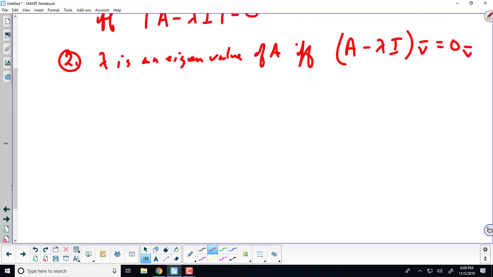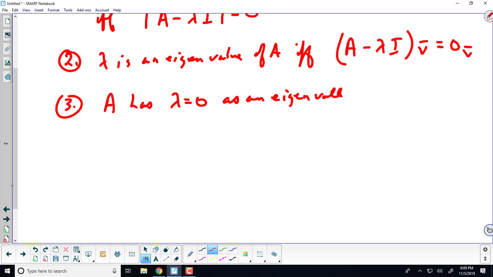Here are some other properties. A has lambda equal to 0 as an eigenvalue if and only if the determinant of A is 0. So A will have 0 as an eigenvalue only if it's not invertible. And that's actually related to the problem of why it's not invertible.